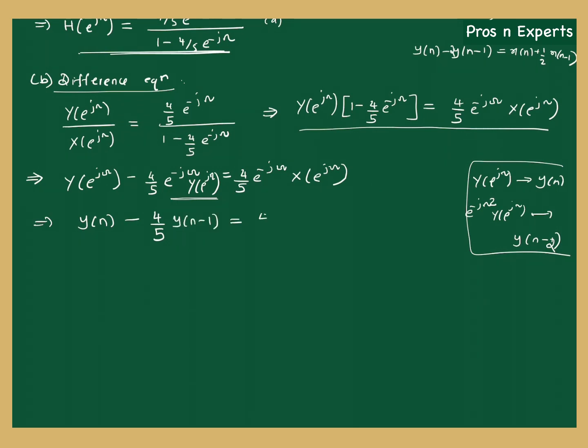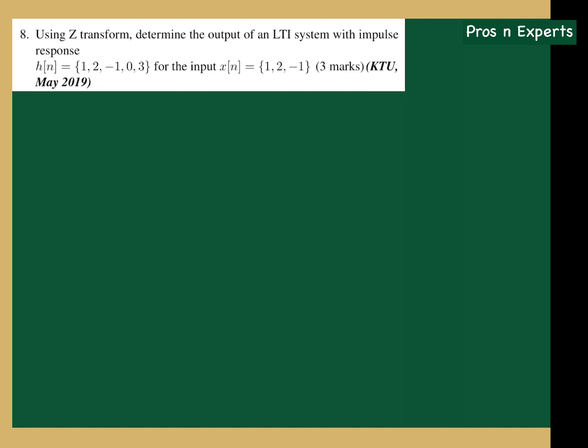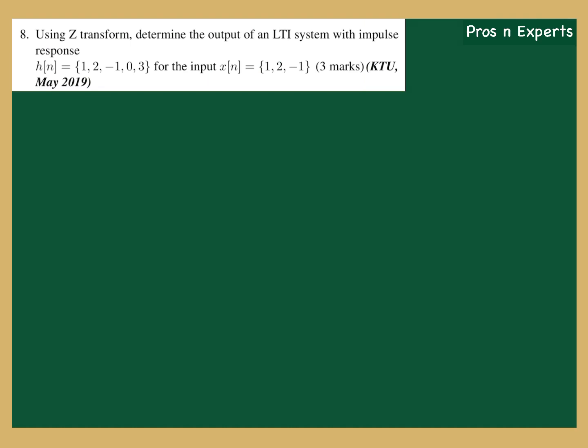equal to, in the RHS again we are taking the inverse transform. So 4/5 into e^(-jω) X(e^jω). Its inverse transform will turn out to be x[n-1]. Again, it is the time shift property of the Fourier transform. So what we have obtained is a difference equation representation of our system. That's the answer to part B also. That completes the question, and there comes the next question.